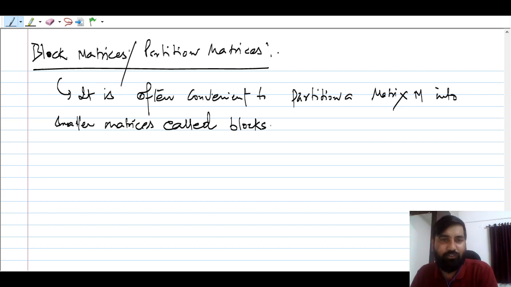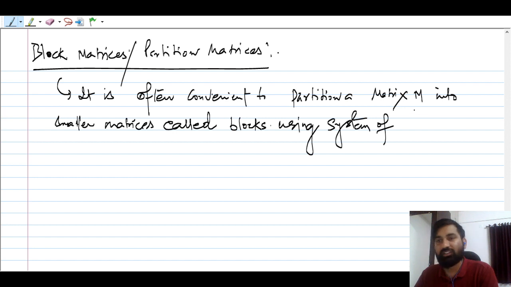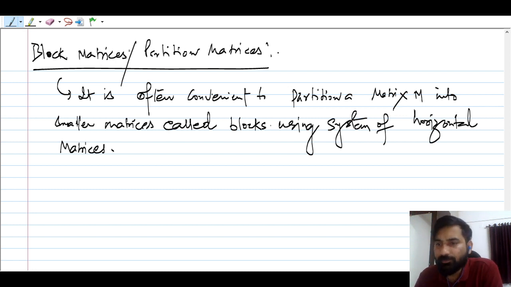So it is often convenient to partition a matrix M into smaller matrices called blocks, okay, using a system of horizontal matrices, ठीक है? There are so many horizontal matrices, right? You will get to, ठीक है? Next is, so I think this is clear, right?